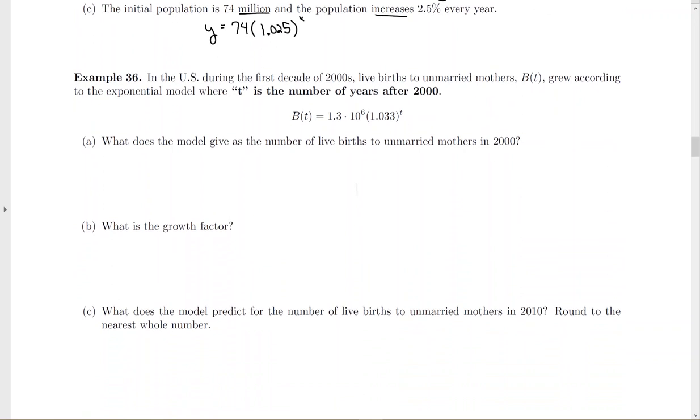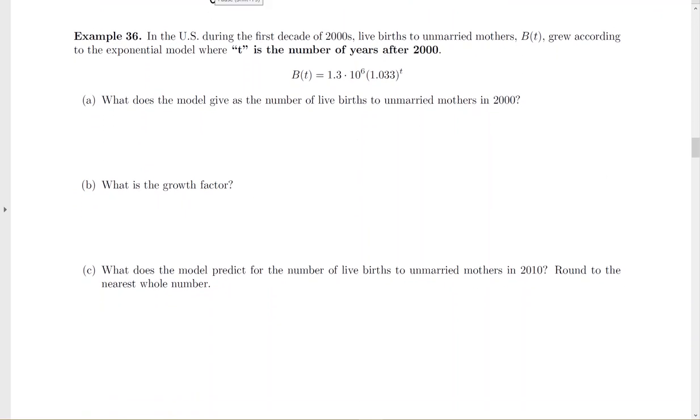So in example 36, all right, we have the U.S. during the first decade of the 2000s, live births to unmarried mothers, represented by B of t, grew according to the exponential model. T is the number of years after 2000. So, for example, if I'm talking about the year 2000, t would equal 0. If I'm talking about the year 2001, then t would be the number 1. It's the number of years after 2000 that I'm plugging in for t here.